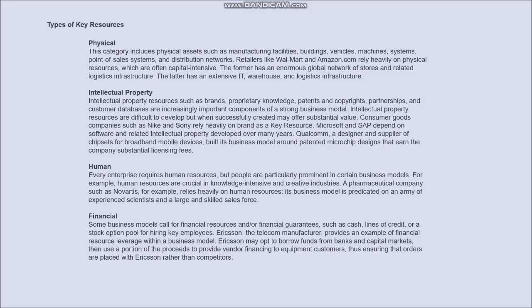And lastly, financial. Some business models call for financial resources and/or financial guarantees, such as cash, lines of credit, or a stock option pool for hiring key employees. Ericsson, the telecom manufacturer, provides an example of financial resource leverage within a business model.